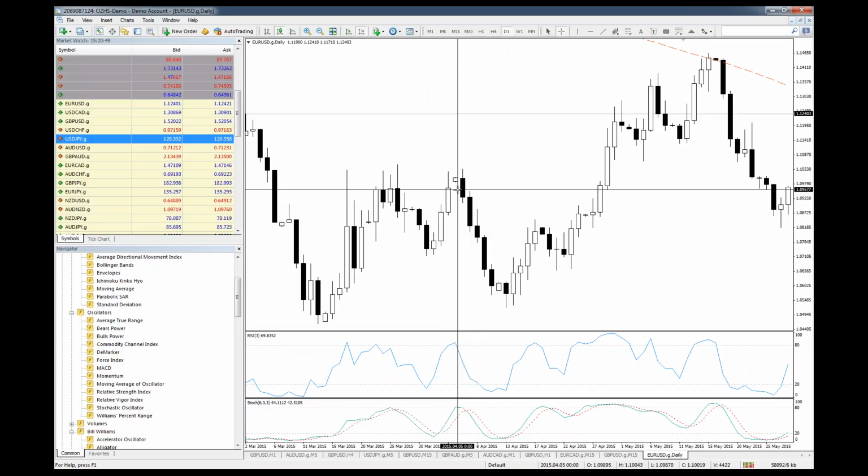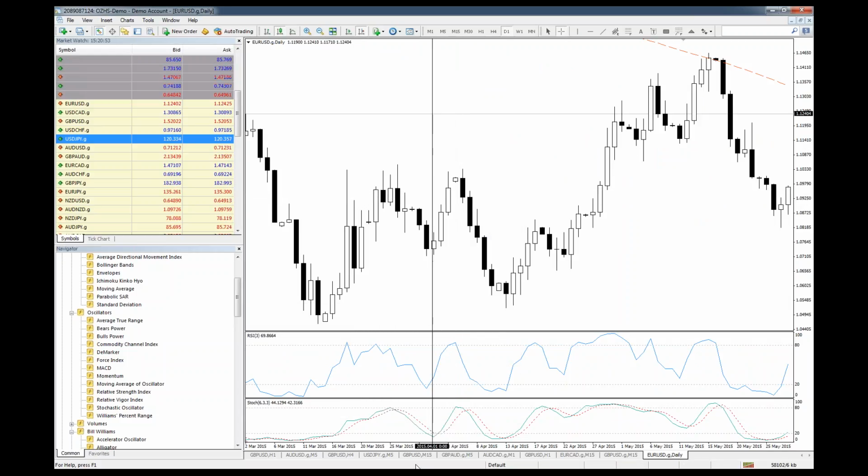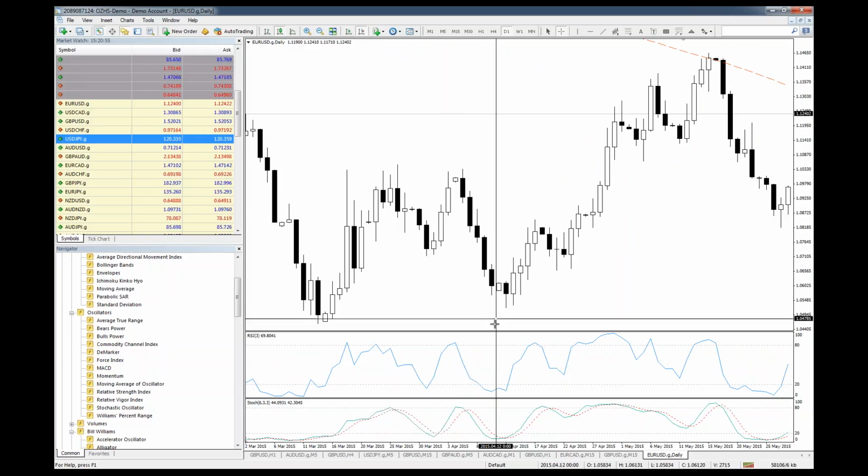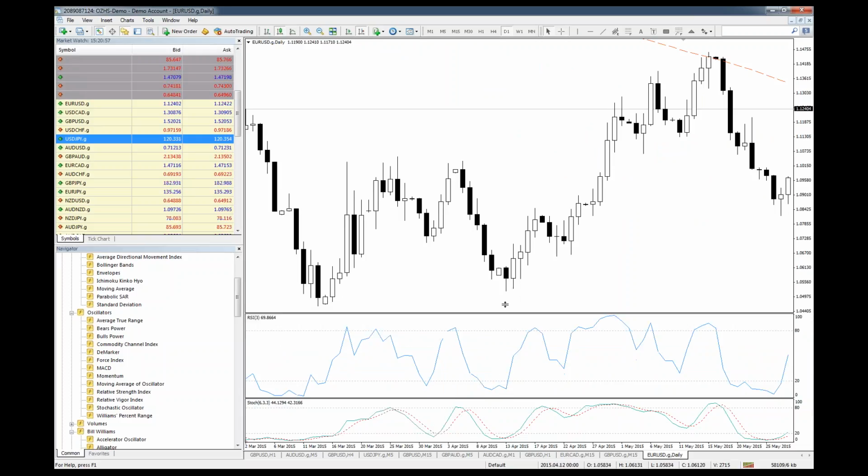Here's another one here. We're overbought, and we just touched the overbought here on the stochastics. I think you see that, right? Let me blow it up just in case you can't.